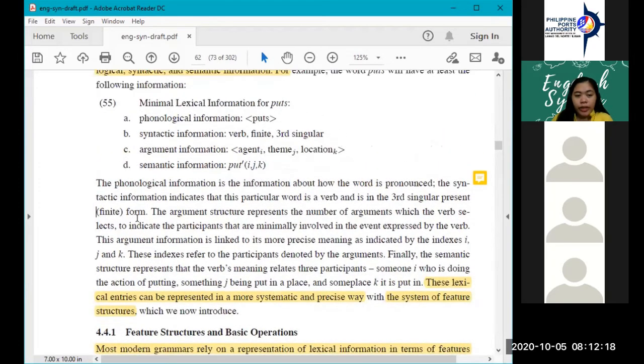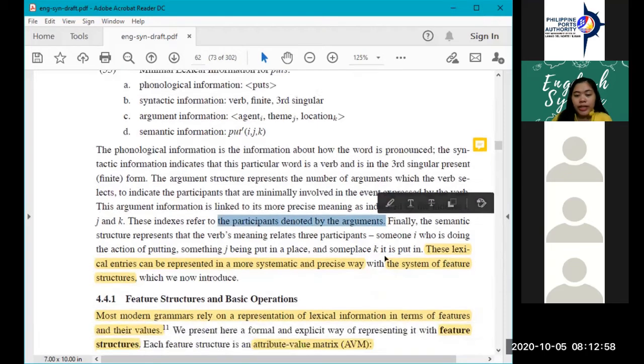Now, what we have to remember here is that the phonological information is about how the word is pronounced. The syntactic information indicates that this particular word is a verb and is in the third singular present finite form. The argument information, or the argument structure, represents the number of arguments which the verb selects, to indicate the participants that are minimally involved in the event expressed by the verb. So this argument information is linked to its more precise meaning as indicated by the indexes I, J, K, and these refer to participants denoted by the arguments.